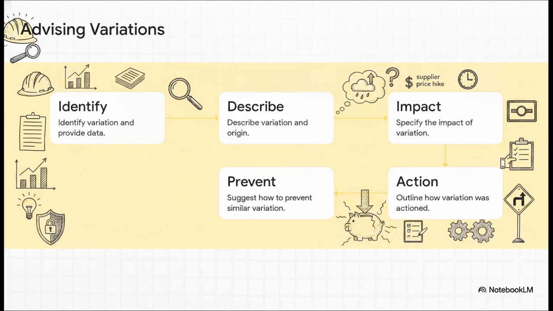First, identify the variation and gather all your supporting data. Second, clearly describe its origin. Was it a weather delay, a supplier price hike? Third, specify the exact impact this is going to have on the project. Fourth, outline step-by-step the action taken to handle it. And finally, be proactive. Suggest how future projects could prevent this from happening again. Honestly, this kind of structured communication is exactly what separates a novice from a senior manager.